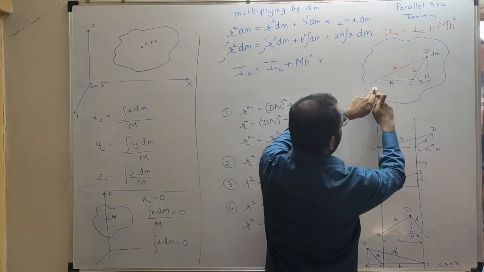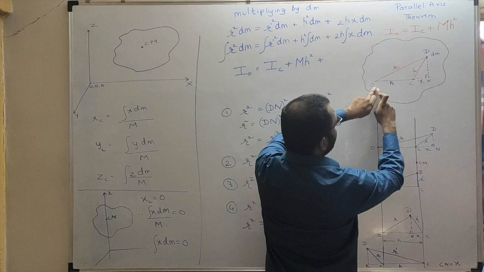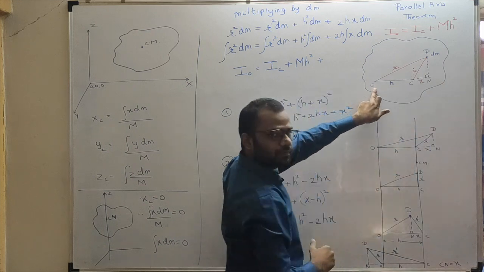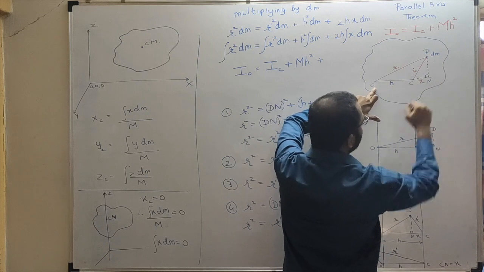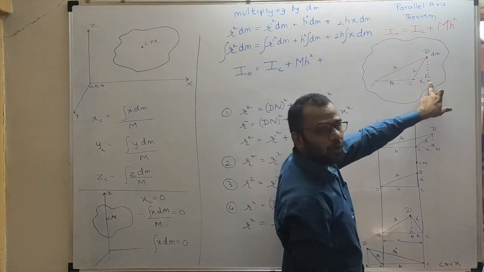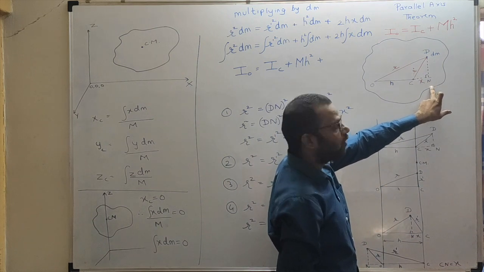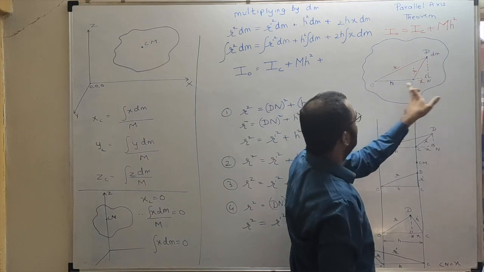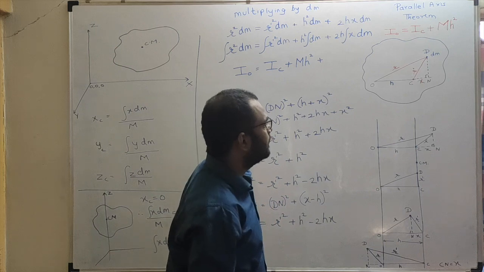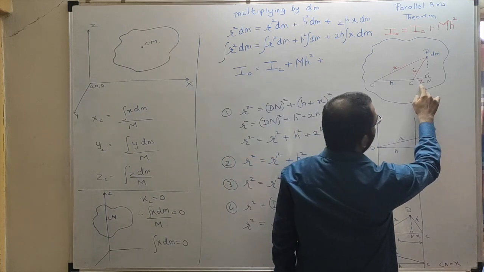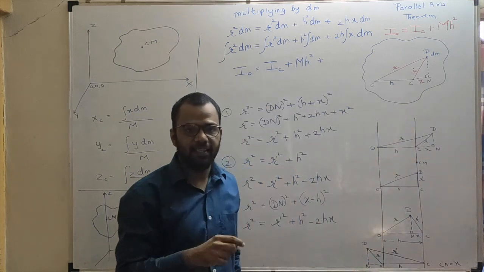Then extend this line OC in the further direction. Drop a perpendicular from D to this line. Let us say this is the point N, or let us say DN is perpendicular to OC, which is produced in the further direction. Now let us say CN is X. The distance CN is X.